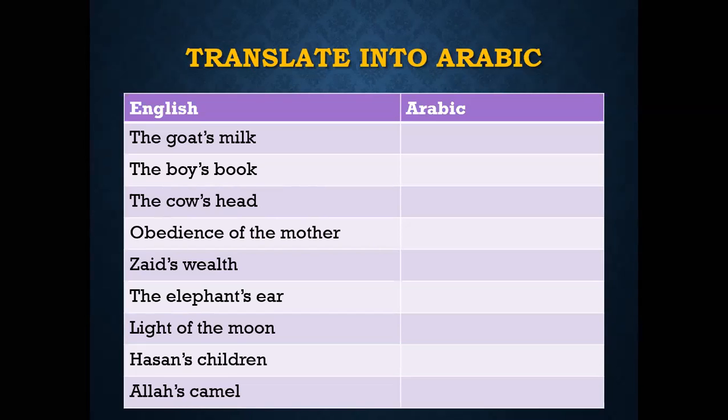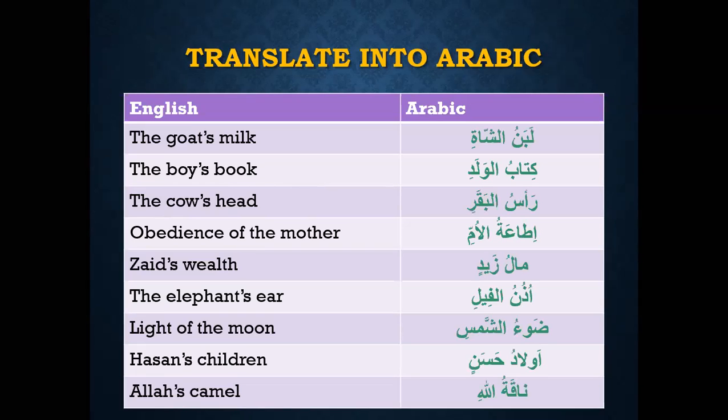Mudaf ilayh is majroor always. Hassan's children. Awladu Hassanin. Allah's camel. Naqatullahi. Have a look at that.